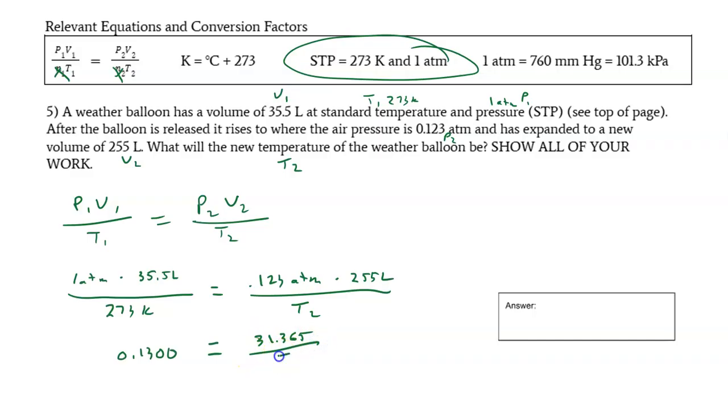31.365 over T2. Okay? Now, a little algebra trick for you. Whenever our unknown is on the bottom or in the denominator, you can do a quick little switcheroo. Right? So I can rewrite this to be T2 equals 31.365 over 0.1300. I divide that and round. I should get 241.27 Kelvin.